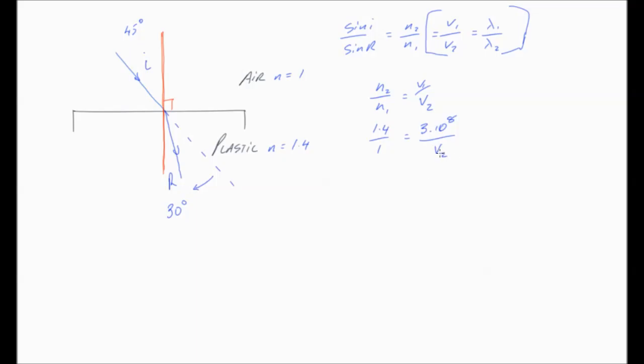Now that's an inverse there, so if we do a bit of cross multiplying this time, there's several ways you can do it. Here you've got 1 times 3 times 10 to the power of 8, which is equal to 1.4 times velocity 2. That's times by, so on the other side it will be divided by, that's times by 1, so it is the number. So 3 times 10 to the power of 8 divided by 1.4 will be equal to velocity 2, which equals 2.14 times 10 to the power of 8 meters per second.